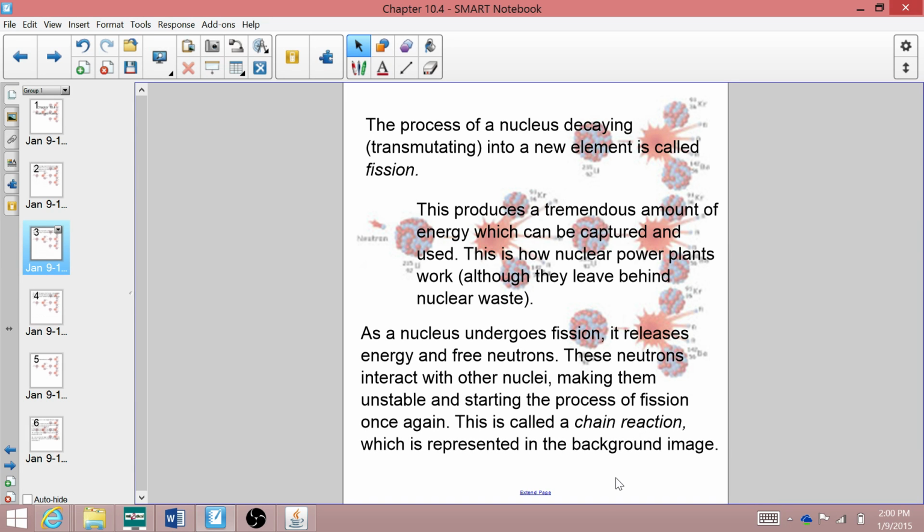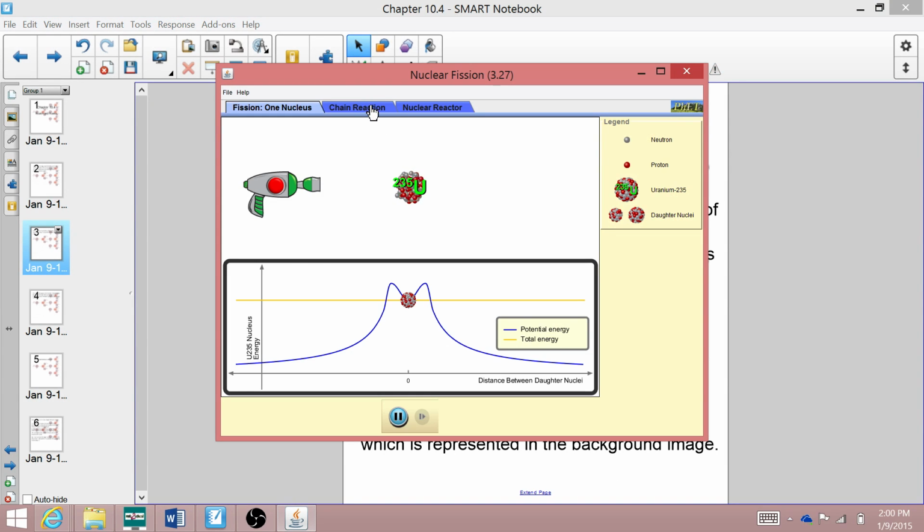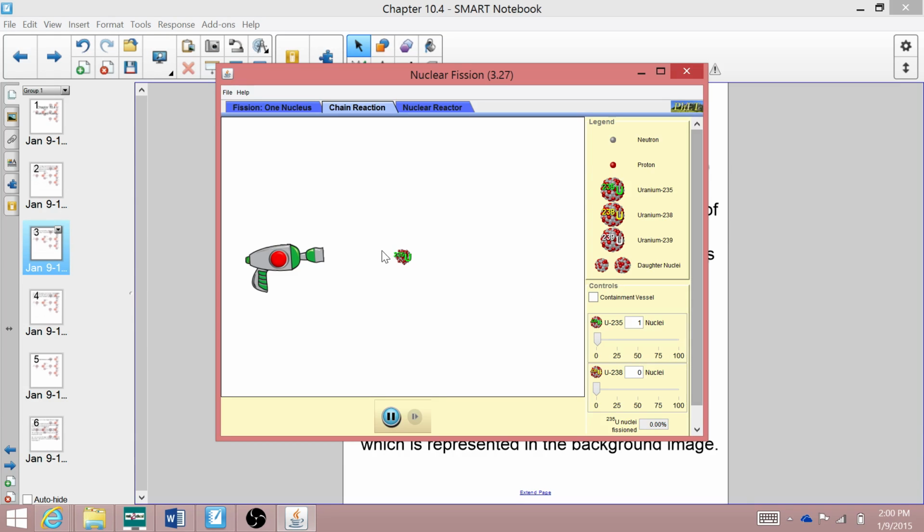As a nucleus undergoes fission, it releases energy and free neutrons. These neutrons interact with the other nuclei around them, making those new nuclei unstable and starting the process of fission once again, which is called a chain reaction. And we can actually see that chain reaction happen in this really cool demonstration.